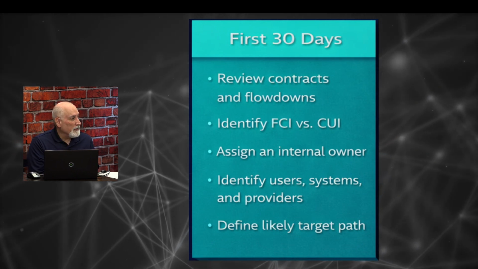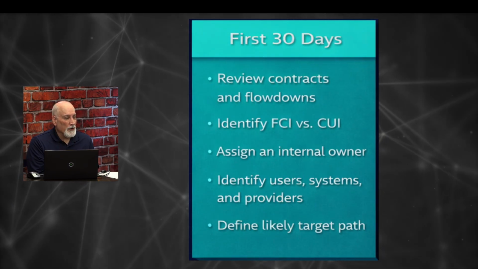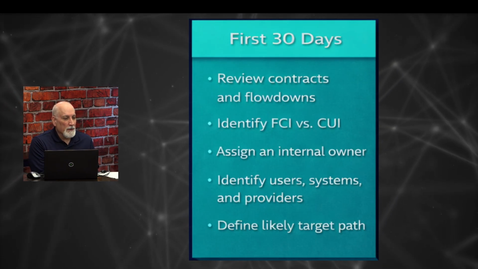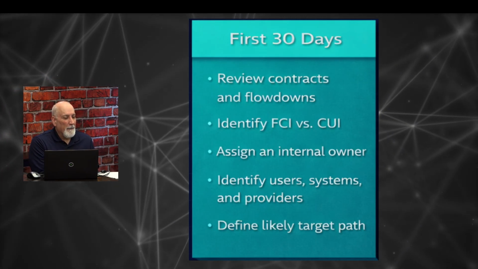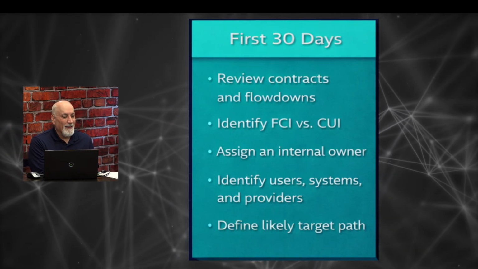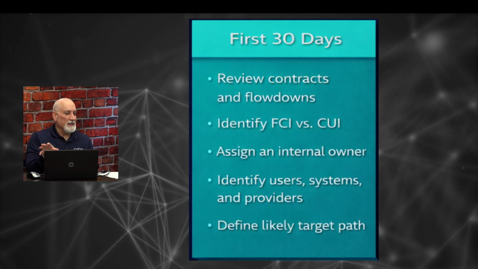Get an internal owner assigned. Get somebody assigned to take this project on, and make sure you're clear about who's going to be the executive sponsor. Then work on your scope, and take a breath and determine which path you are going to take. Are we going to try to certify all of our systems? Are we going to certify a part of our system? Are we going to go to a third-party enclave? What approach might we use? That'd be the first phase.